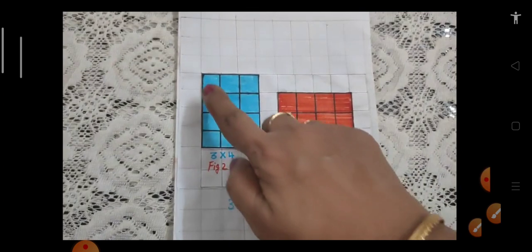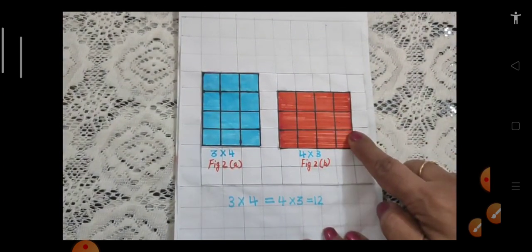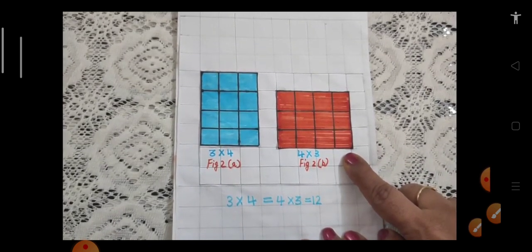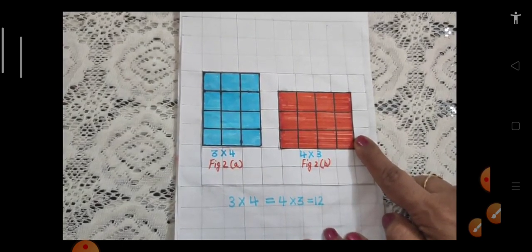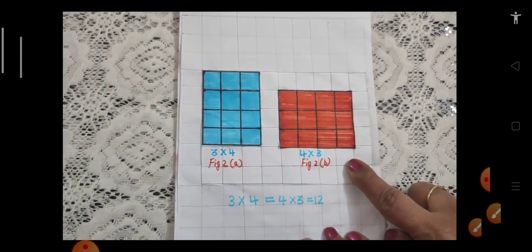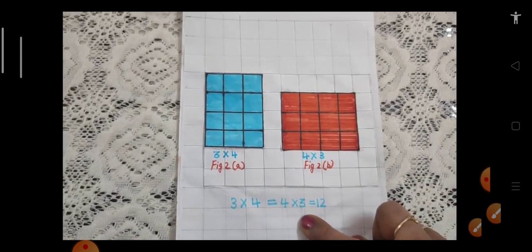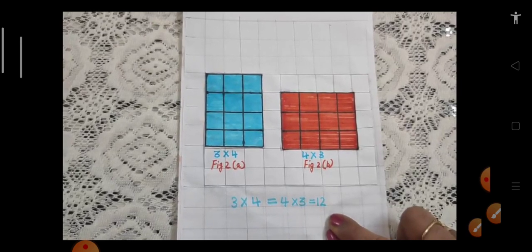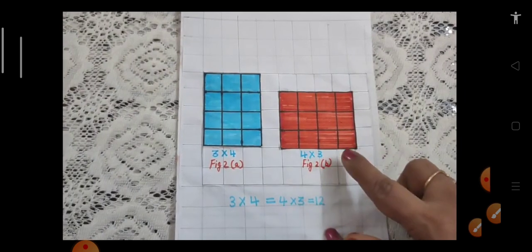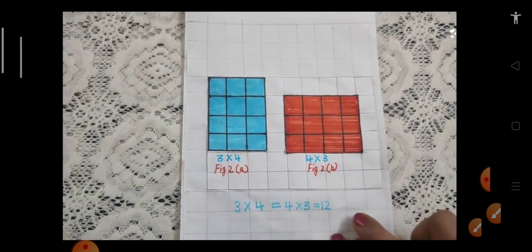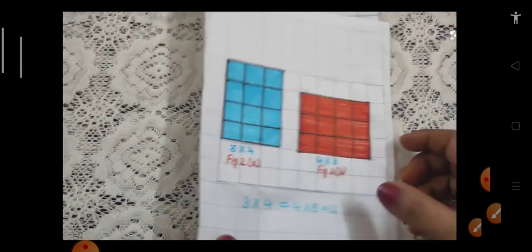We find that the number of boxes in both the rectangles is equal to 12. That means the number of square units in both the rectangles are equal. So, 3 multiplied by 4 is equal to 4 multiplied by 3. So, we can say that multiplication is commutative for whole numbers. Thank you.